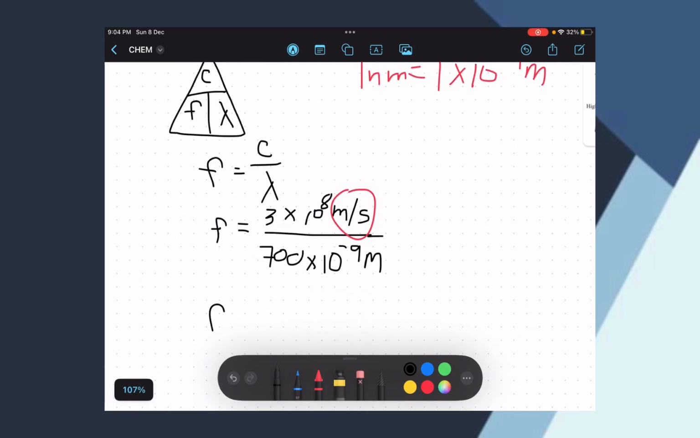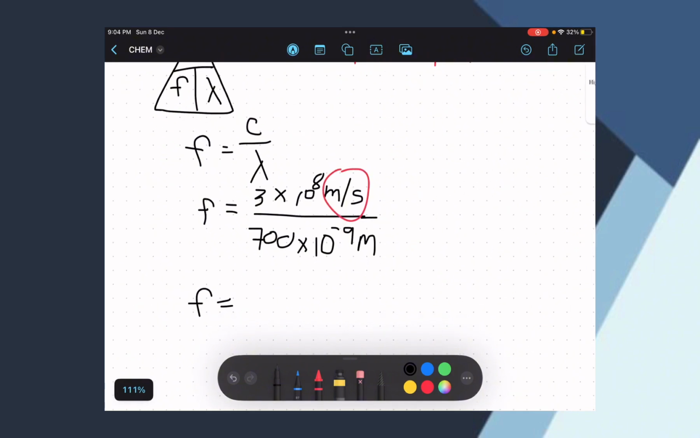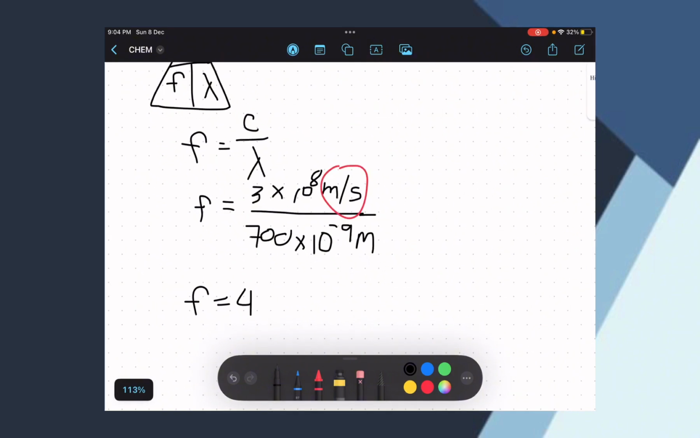So the frequency is equal to 4.286 times 10 to the power of 14 hertz. The unit for the frequency is hertz, and for the wavelength, it's meters.